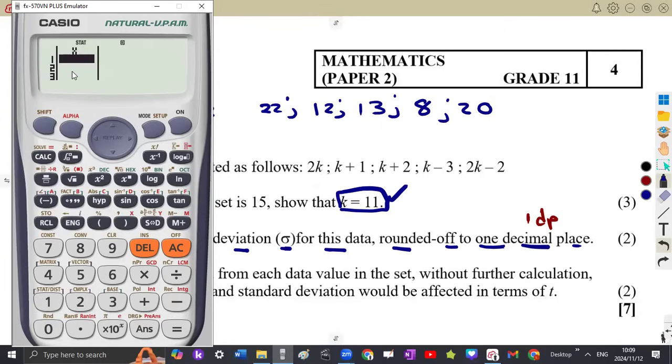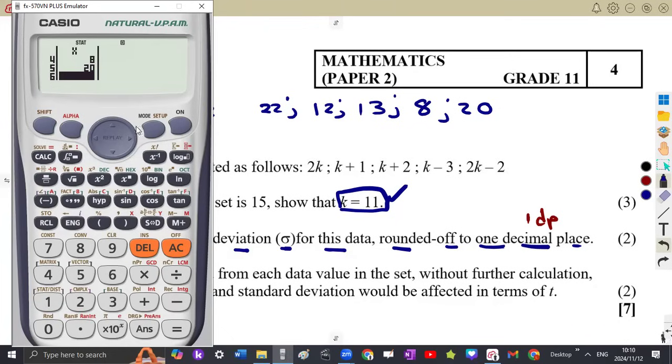This is ungrouped data, remember? So you insert your values as they are. 22, equals, you insert another one, 12, equals, 13, you press equals, 8, you press equals, 20, equals.